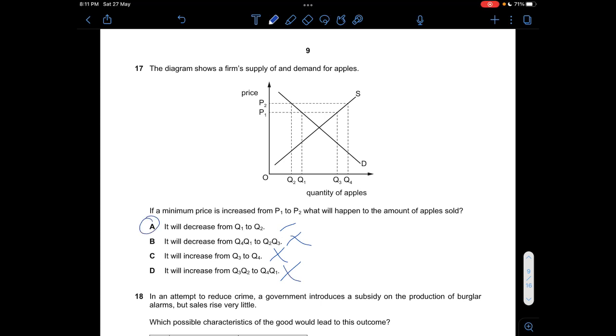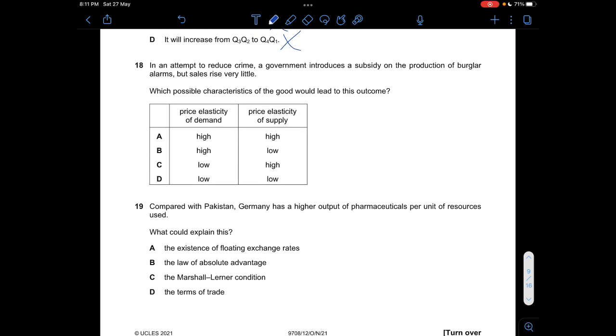So answer is A. Question 18, in an attempt to reduce crime, a government introduced a subsidy on the production of burglar alarms, but sales rise very little. Which possible characteristics of the good will lead to this outcome? When the government introduced a subsidy and the effect is very low, this means that the price elasticity of demand for that good is very low. At the same time, the price elasticity of supply for that good is also very low. So both of them have to be low. So answer is D.